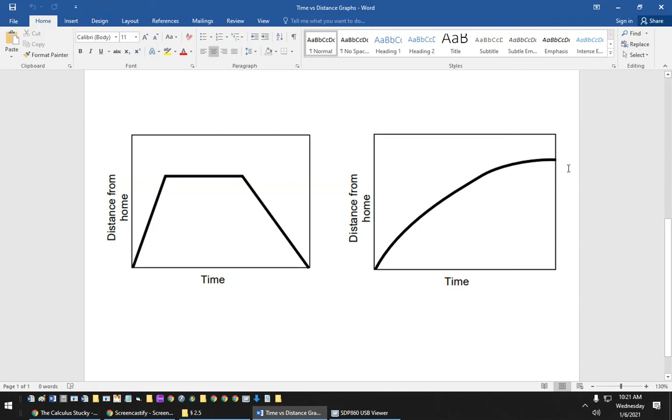Okay, so think for a second, pause here, and try to describe what you think is happening in this scenario. Okay, let's see how you did.